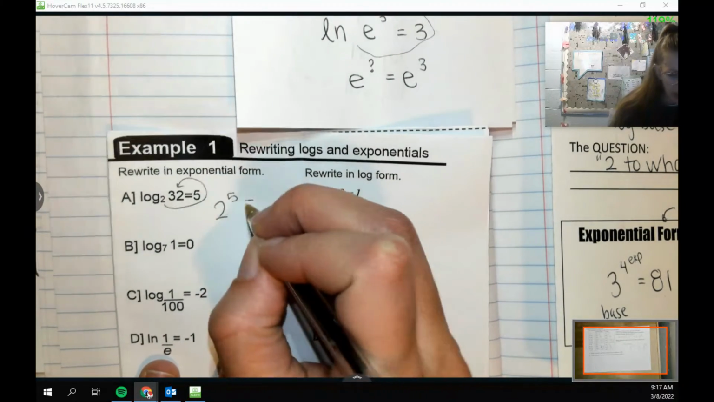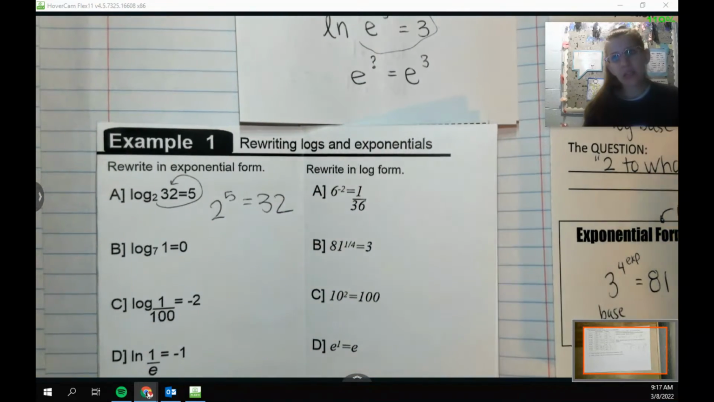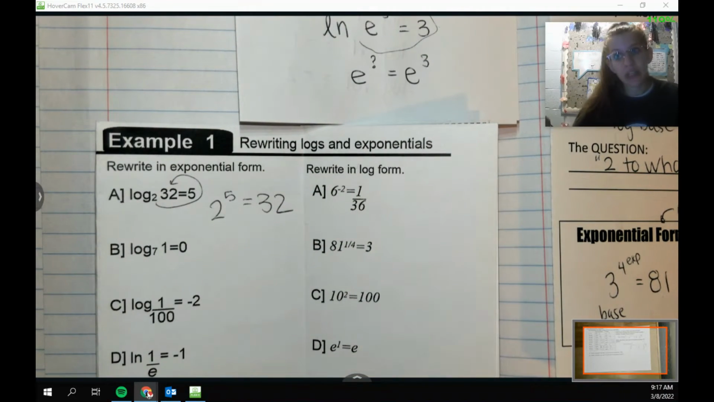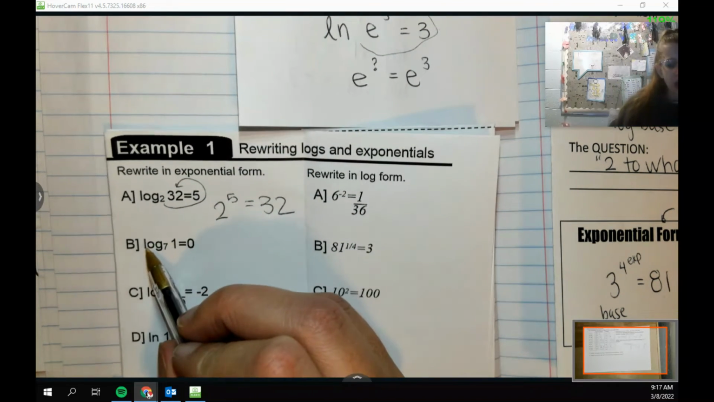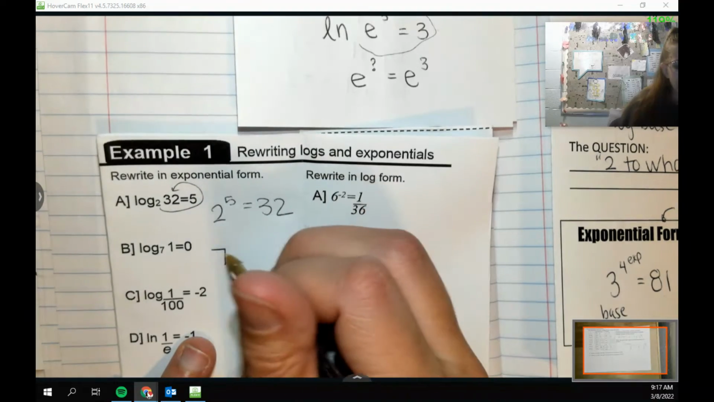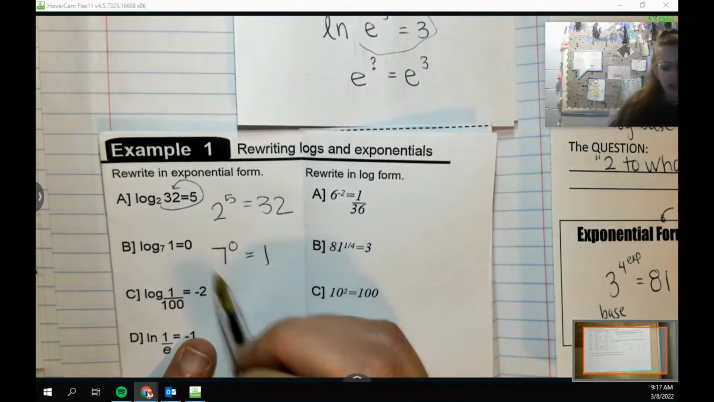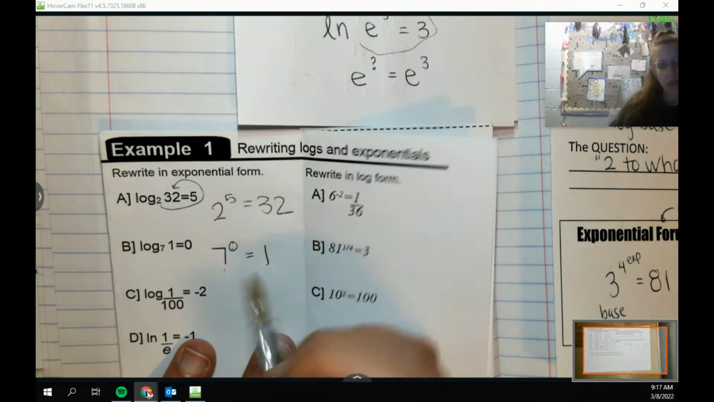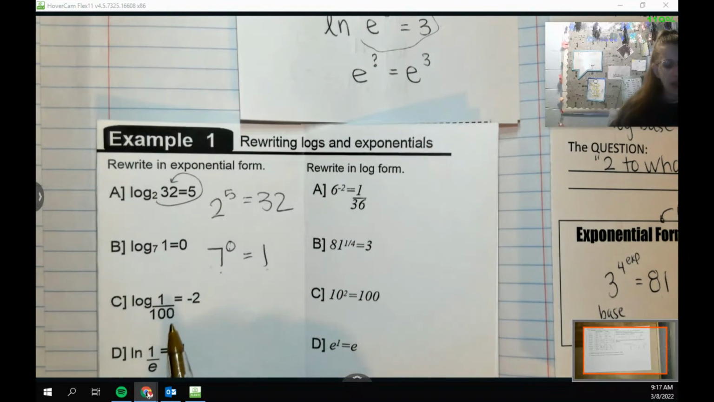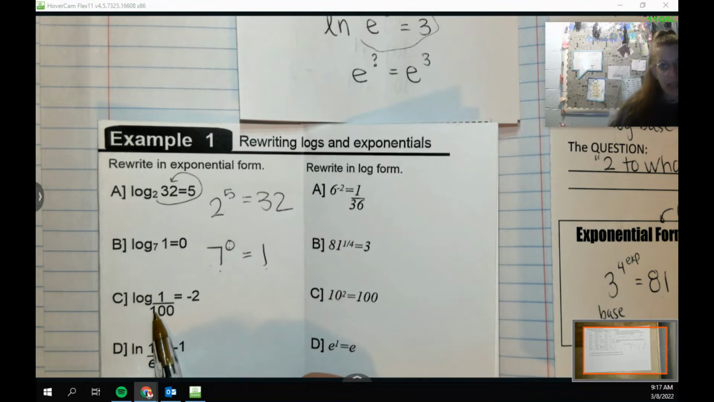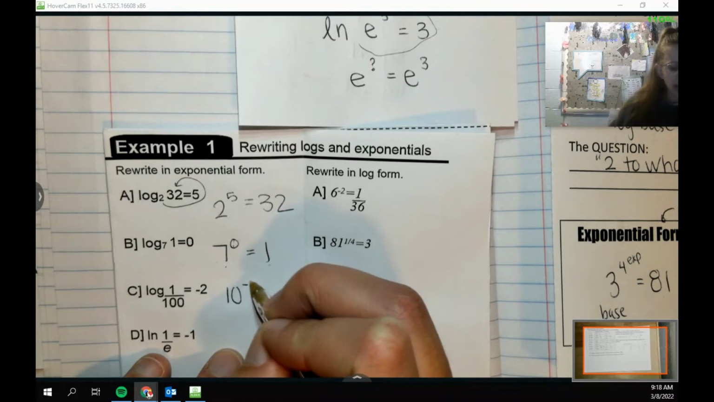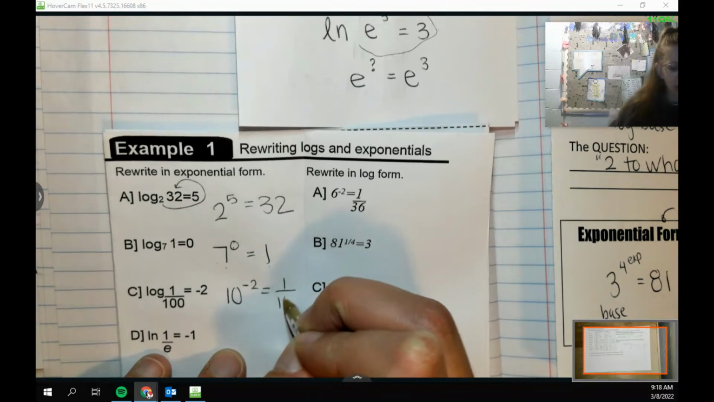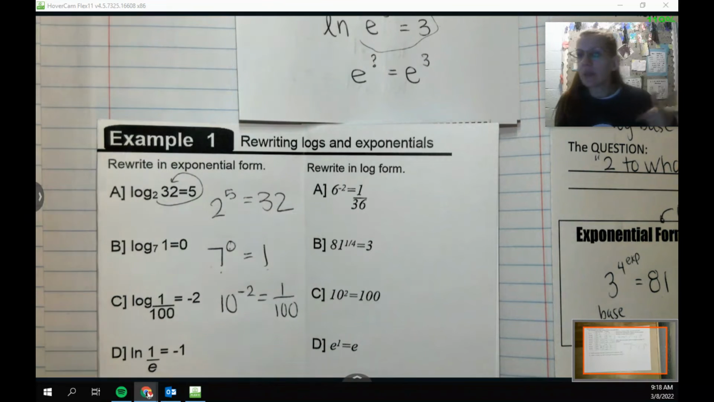2 to the 5th power is 32. And guys, they should always make sense. 2 to the 5th power does equal 32. So that's good. Or here, if I think about saying it, log base 7, and then always spits out an exponent, is 1. And this is correct, like 7 to the 0 power, anything to the 0 power is 1. Here I have no base, so that means my base is 10. 10 to the negative 2nd power is 1 over 100, which again makes sense because negatives flip me, and then 10 to the 2nd is 100, so 100 on the bottom.